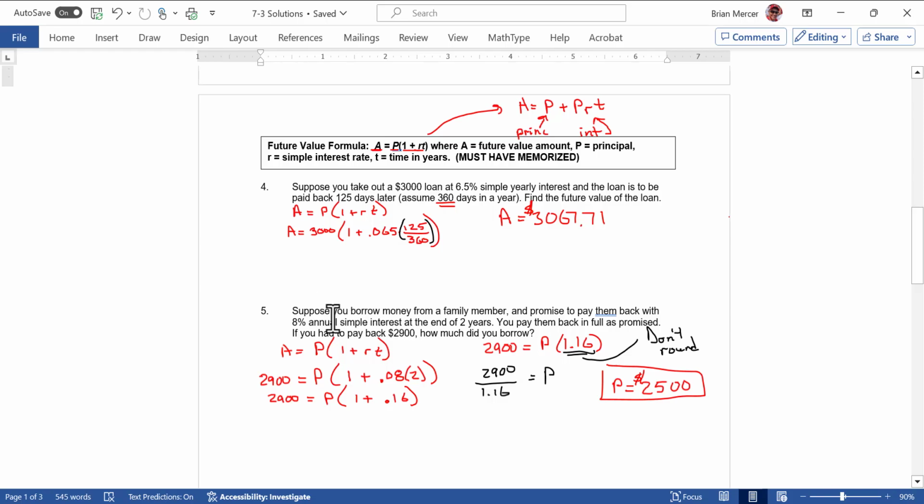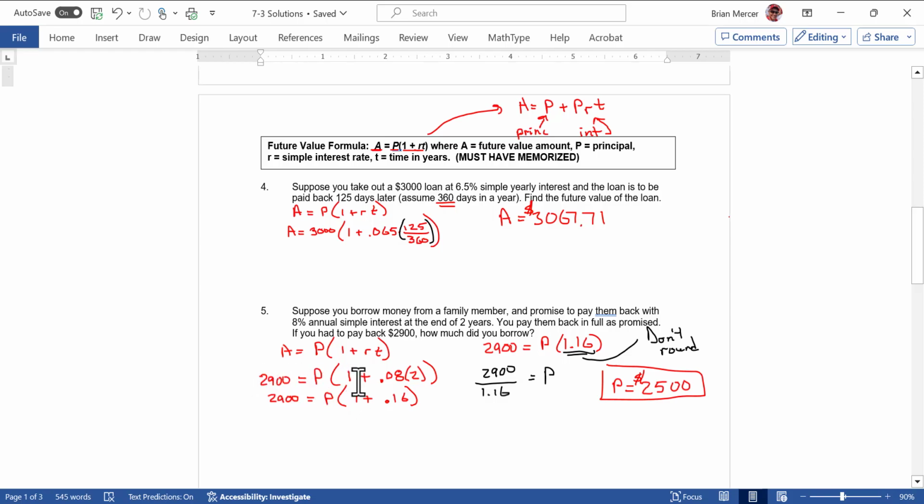Another problem here says, assume you borrow money from a family member, promise to pay them back with 8% annual simple interest at the end of 2 years. Pay them back in full as promised. If you had to pay back $2,900, how much did you borrow? Well, so now we're asking this question a different way. So if the $2,900 is what you paid back, then that's the amount of the total. So you put that in for A, and what we're trying to find is P. So we're saying, really, how much did you borrow? That's the original principal. So we substitute that $2,900 in for A.